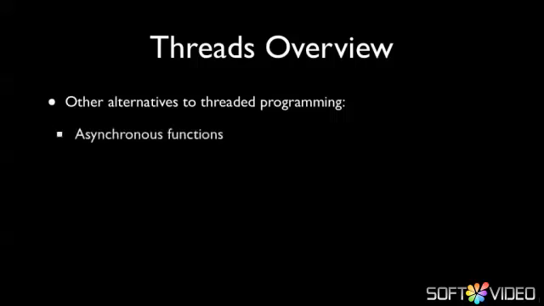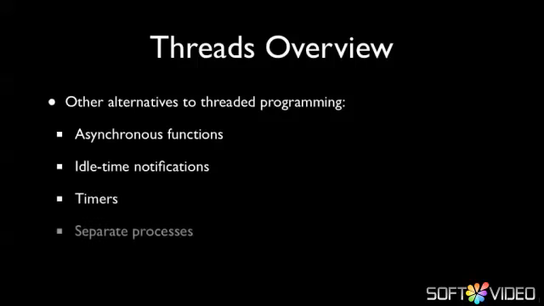We'll come back to them in a moment, but let's look at some other alternatives to threaded programming, such as asynchronous functions. Various Cocoa Touch frameworks use asynchronous functions, for example, asynchronous network functions, instead of synchronous ones. Idle time notifications, timers, or separate processes. One example of a separate process may be a web service, if applicable, that uses server processing power to perform a task, which the app then presents results from.